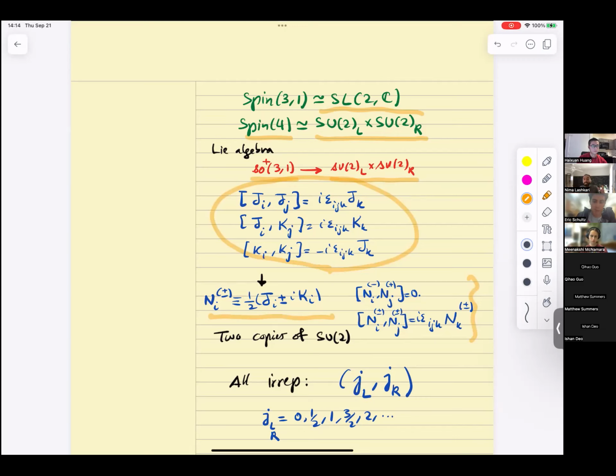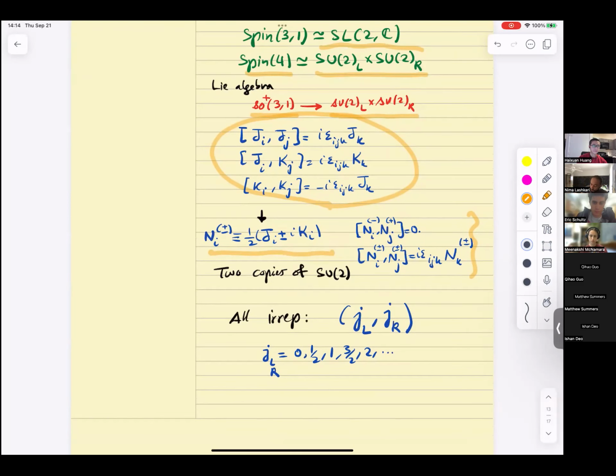So if I want to understand all the finite dimensional irreps, regular and projective representations of the Lorentz group, I just need to look at regular representations of SU(2) left times SU(2) right. But you already know that from basic quantum mechanics. It's labeled by two spin variables, J_left and J_right, that take half-integer values.